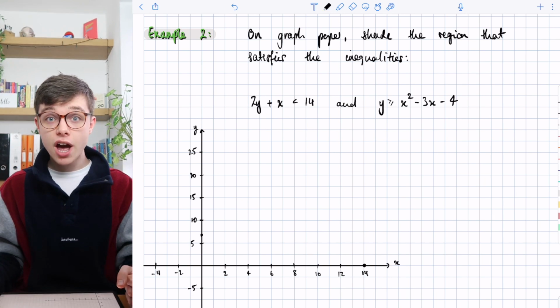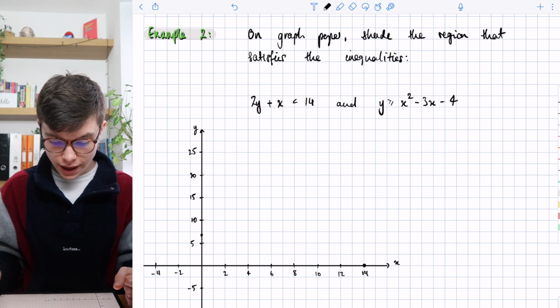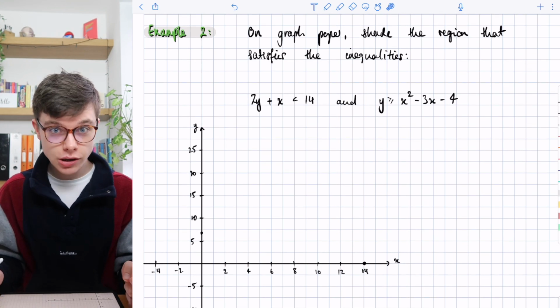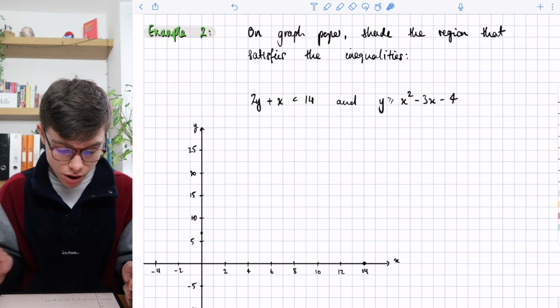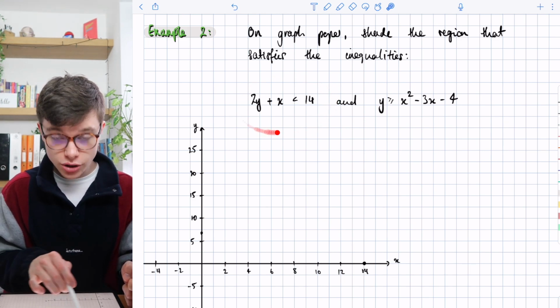So, pause and have a go if you want to, but we'll work through it right now if not. Okay, so hopefully if you paused, you have got an answer. Let's see whether your region was correct. So I want to get this in a form that I can use to sketch it.